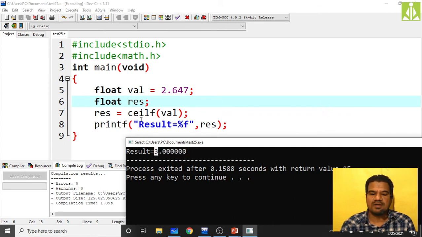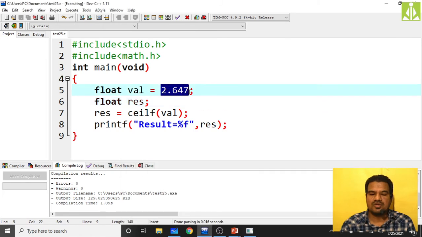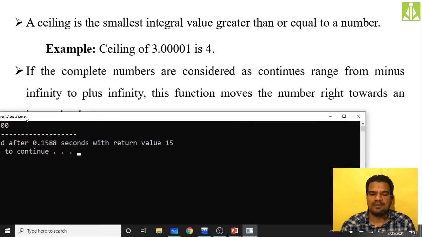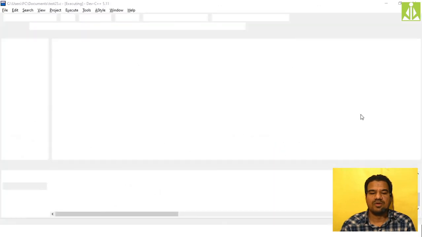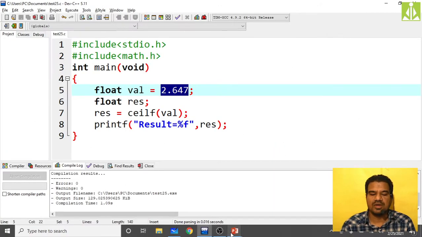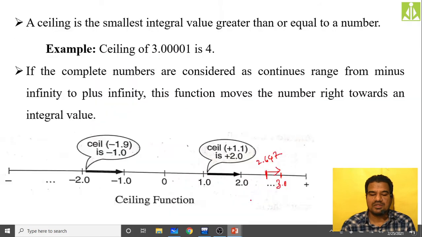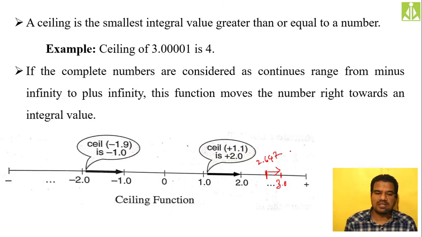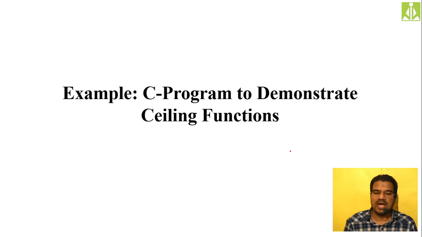So it has converted the 2.647, and it made it the perfect value 3. So likewise, hopefully you understood this conversion process. Now next we go and see what other types of functions we have. So the demonstration of the ceil function, ceiling function, is over.